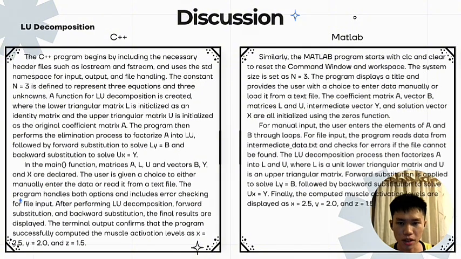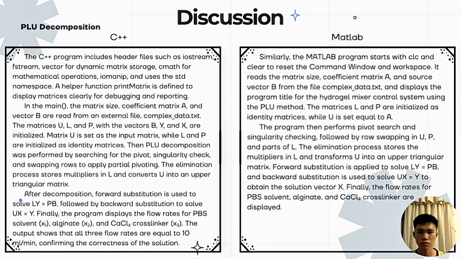Besides that, we have LU decomposition. In this decomposition, the coefficient matrix is factorized into a lower triangular matrix L and an upper triangular matrix U. After forming A equals LU, the forward substitution process is used to solve Ly equals B, followed by backward substitution to solve Ux equals Y. This two-step process gives the final values of the unknowns and is efficient when solving systems with the same matrix but different right-hand sides.